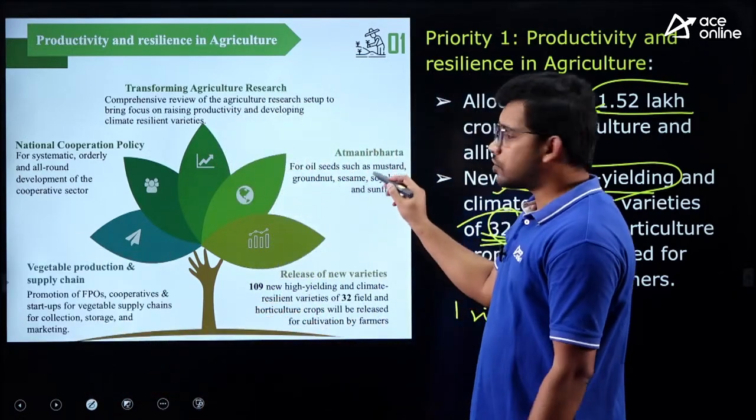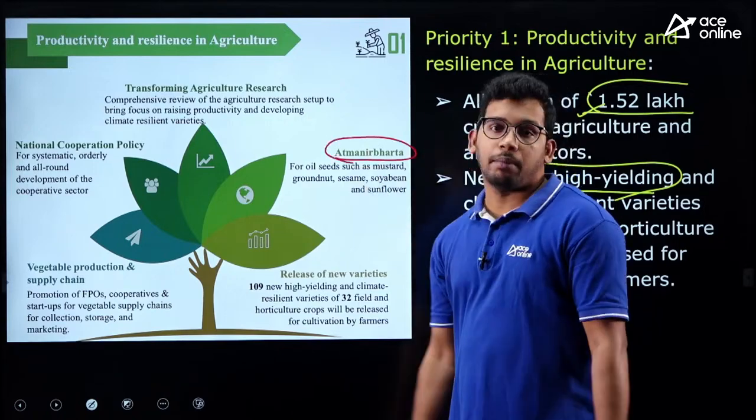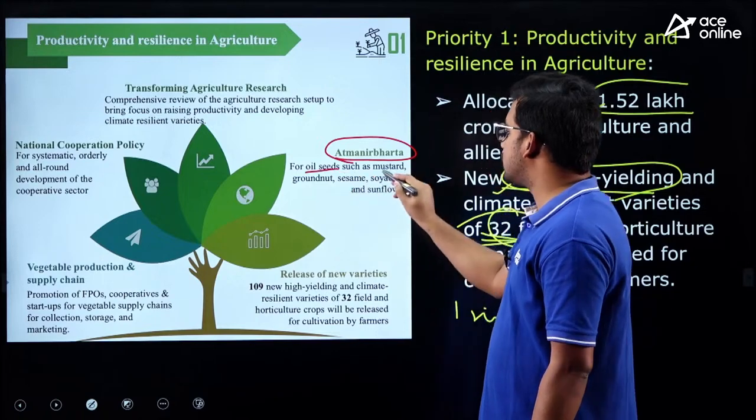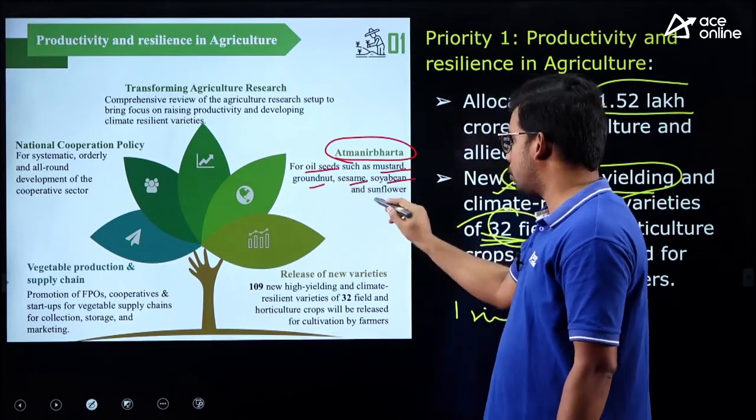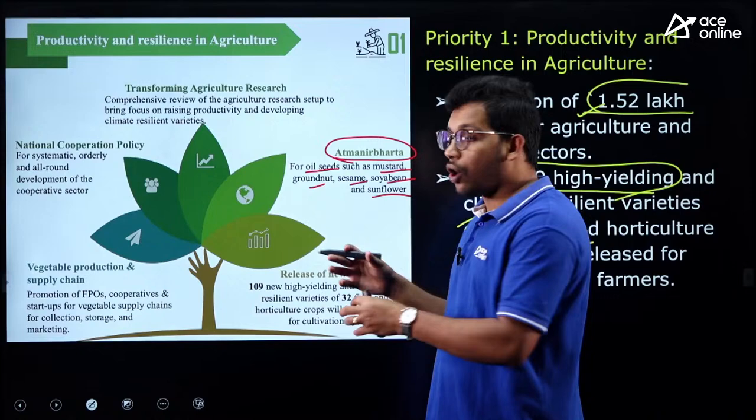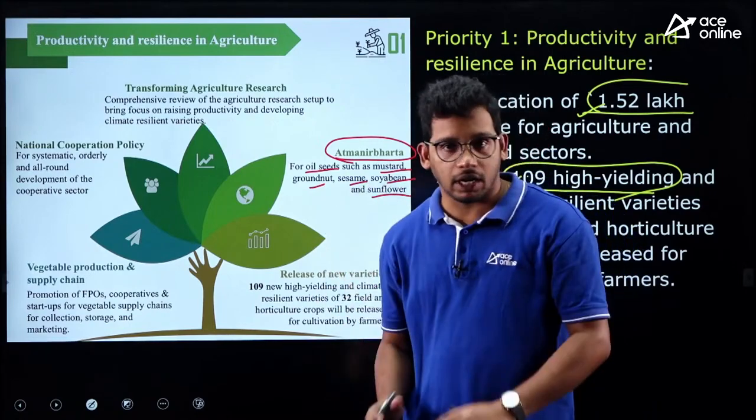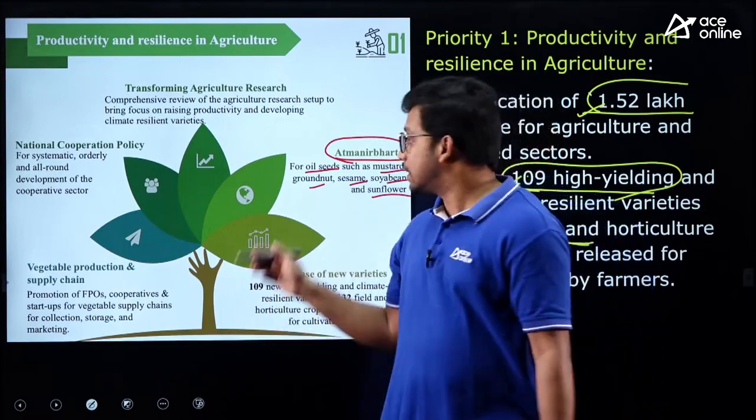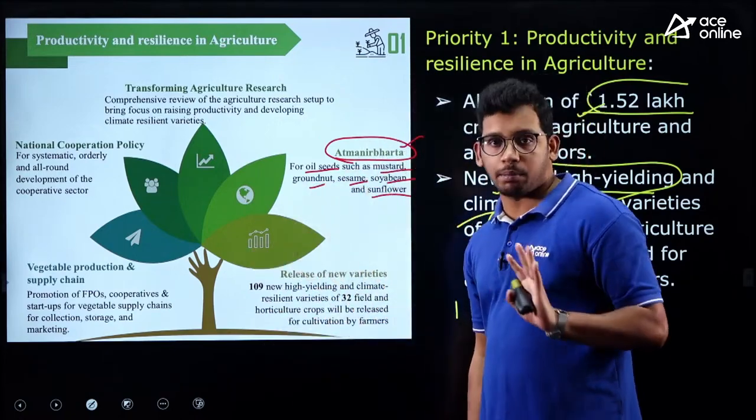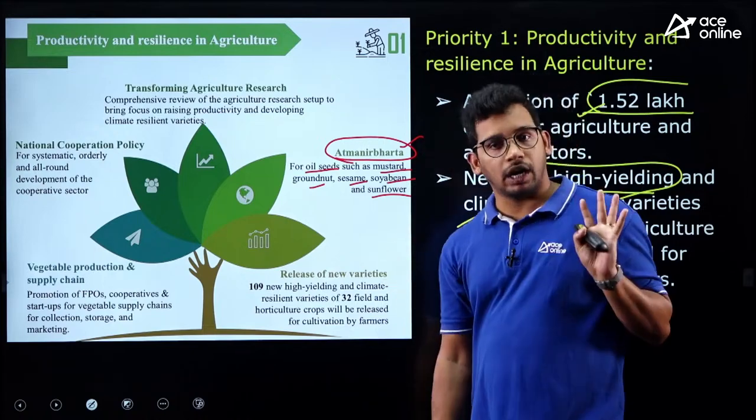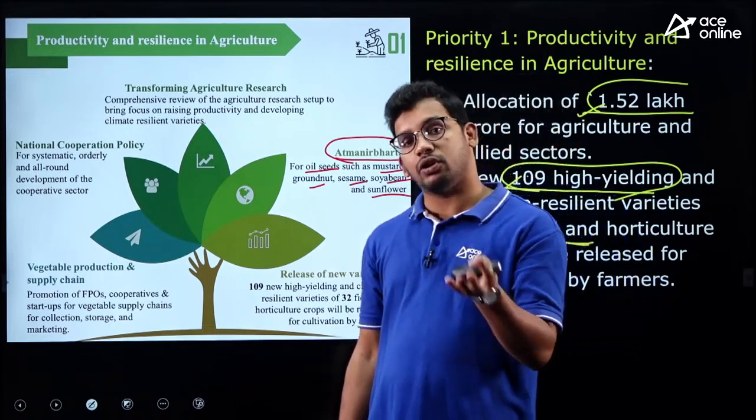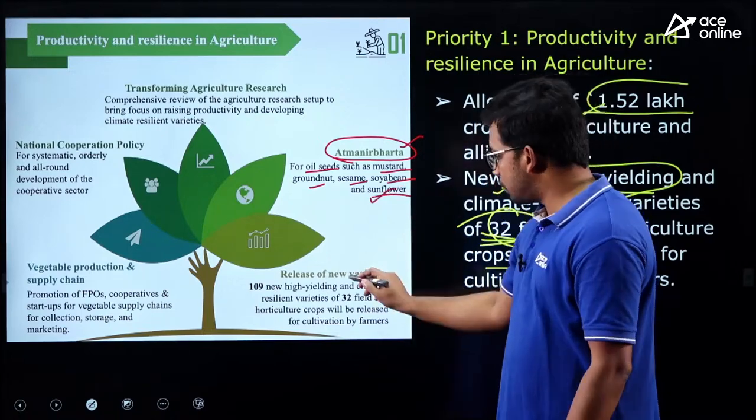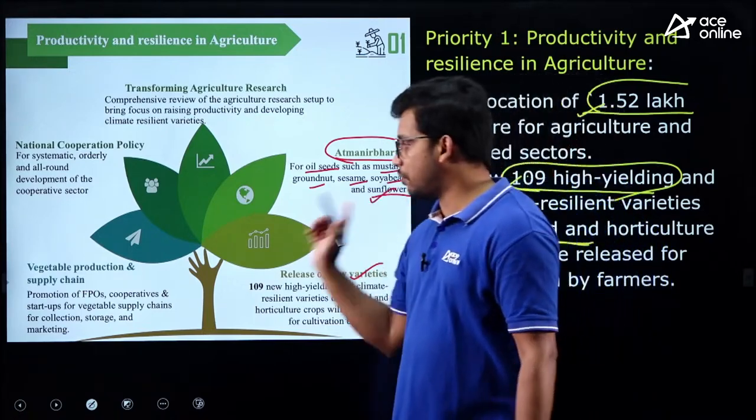Now the government is also aiming for Atmanirbhar Bharat, that means self dependent, we should not depend on other countries. For oilseeds such as mustard, groundnut, sesame, soya bean, sunflower, these are all the oil crops for which we have depended on many countries. We are importing a lot. As we are importing a lot, we are losing our money to other countries. That is why the government wants to promote Atmanirbhar Bharat, that means within India we want to cultivate them and reduce the dependency on foreign countries. So this is the Atmanirbhar Bharat for agriculture. Release of new varieties, this we have already discussed.